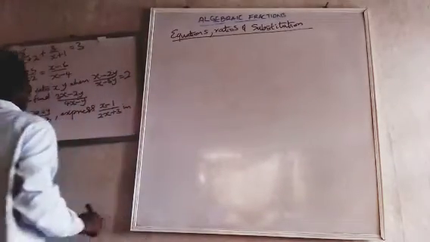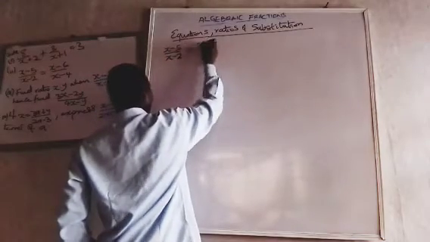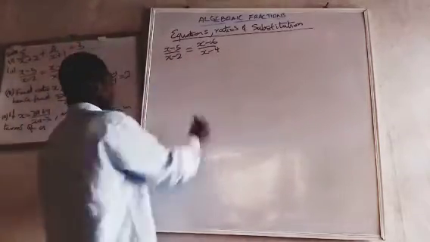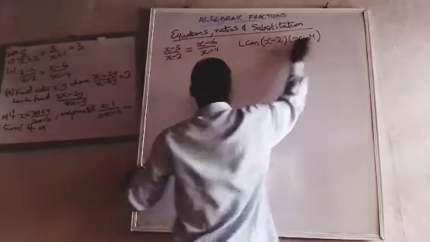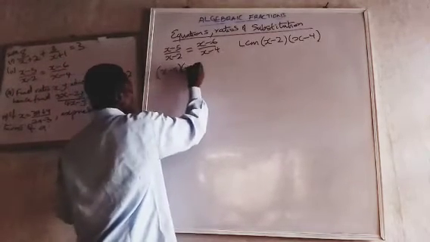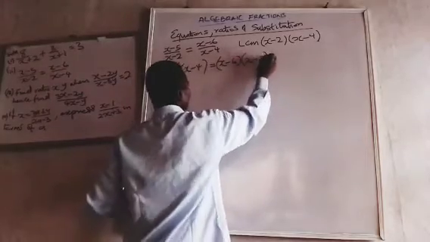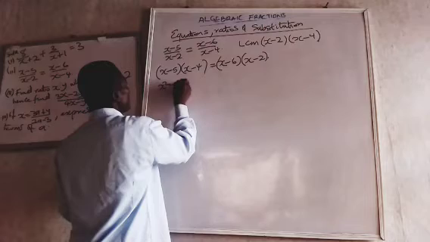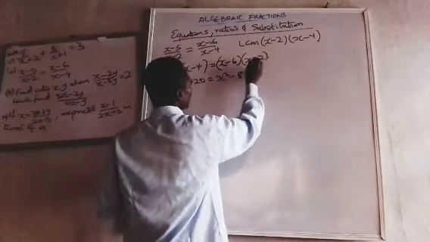Now let's look into another example under equation. We have x minus 5 over x minus 2 equals x minus 6 over x minus 4. This one is simple. Just multiply through by the LCM. The LCM of the denominators is x minus 2 into x minus 4. There is no way we can break it down further. So multiply through by the LCM, we are going to have x minus 5 into x minus 4, because by the time you divide, it's going to be x minus 4. Equals x minus 6 into x minus 2. You can see. Now let's multiply through. We are going to have x squared minus 9x plus 20 equals x squared minus 8x plus 12.